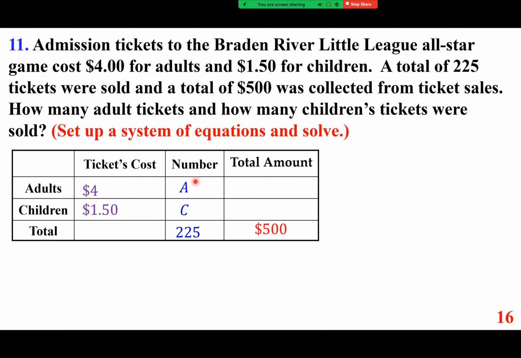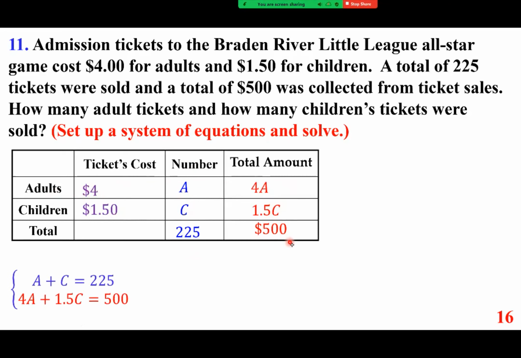Clearly, this is one equation, A plus C is 225. Now, how much do we collect? From the adults, 4 times A. From the children, $1.50 times C. And these two must add up to 500, which is the second equation. And you can do it by any method.